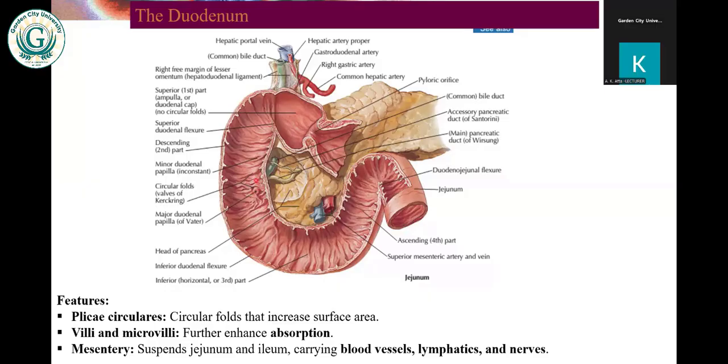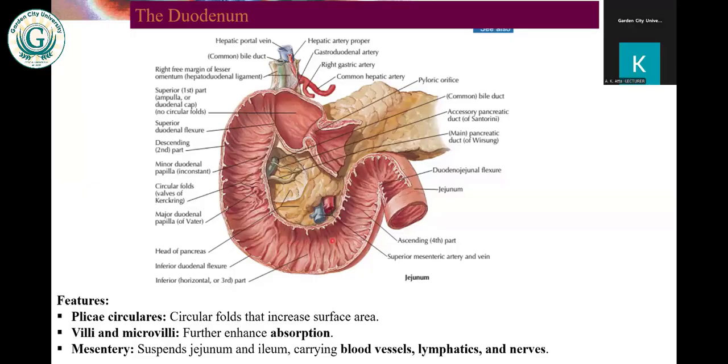Okay. Now the second part, there's what we call the major duodenal papilla. The most important thing about the second part is that it is where the bile and pancreatic juice enter the duodenum at the major duodenal papilla.